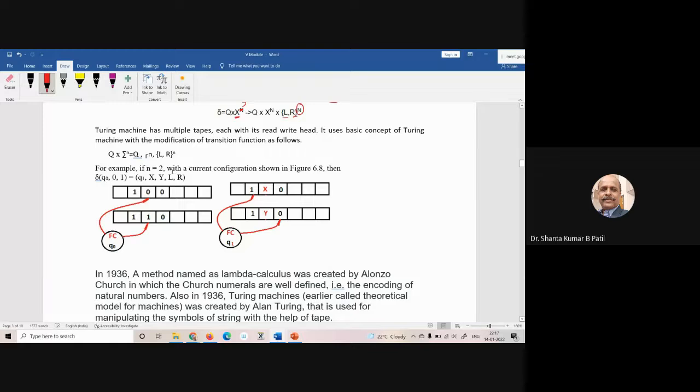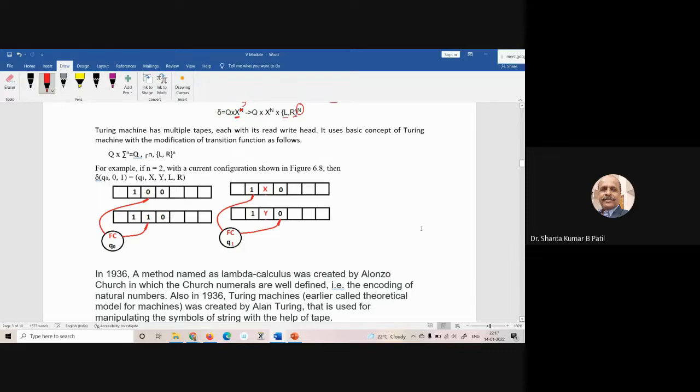N is 2. Q naught is, in this case, pointing to 0. That's what I have taken, 0. In this case, it is pointing to 1. This 0 is replaced by X on the same tape, and it moves toward the left side, the first time. 1 is replaced by Y, and it moves to the right side of the Y. That's what it is here. It is a right.